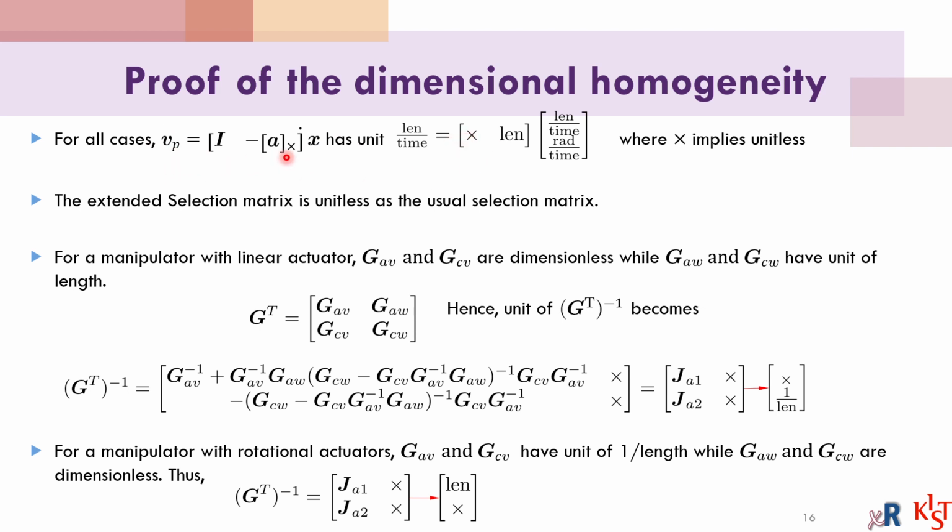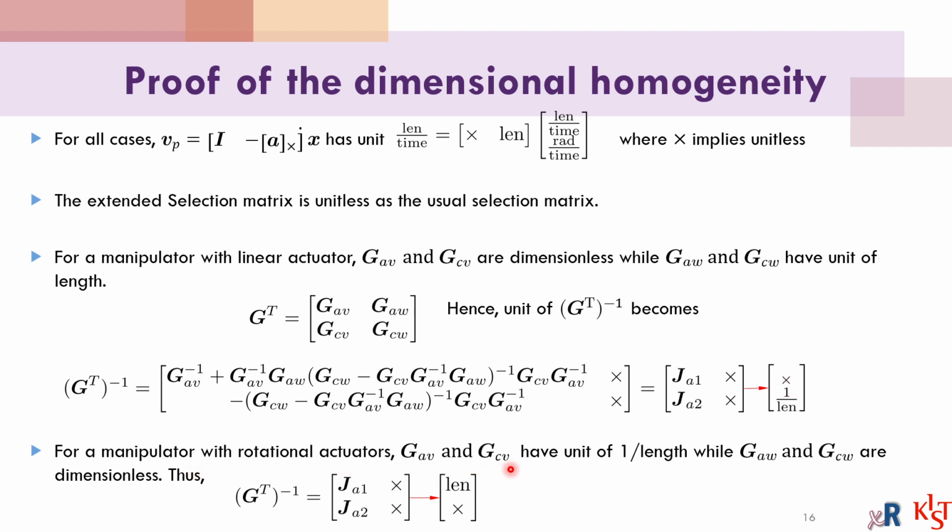To prove the dimensional homogeneity of the Jacobian, we have the relation between Cartesian velocity and point velocity. The matrix that maps the two velocities has unit of length in the second term, and the first term is unitless. The extended selection matrix is unitless, as is the usual selection matrix. For a manipulator with linear actuators, GAV and GCV are dimensionless, while GAW and GCW are unit of length. So we can analytically derive the inverse and forward Jacobian, and we know that the second term is unit of length, while the first term is unitless. By multiplying these two, we get the dimensionally homogeneous Jacobian.